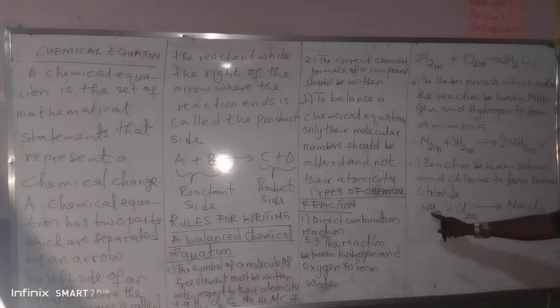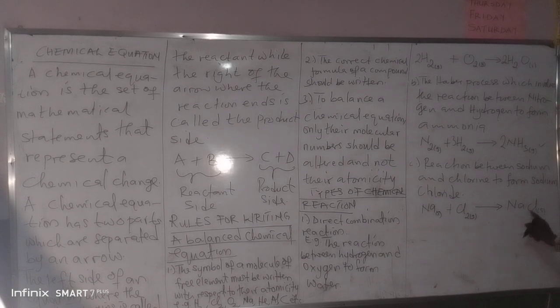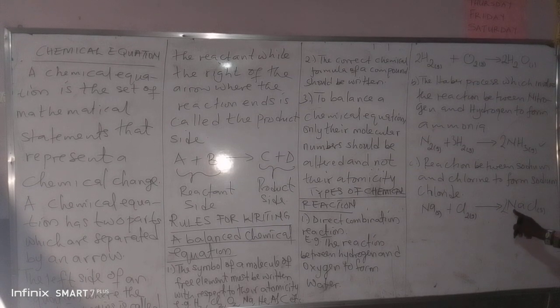So now, here sodium is 1, here sodium is 1, sodium is balanced. But chlorine is 2 here, chlorine is 1, so we have to put 2 here. So the 2 we have put means chlorine is 2, but sodium is 2. So I have to also put 2 here now to balance sodium.